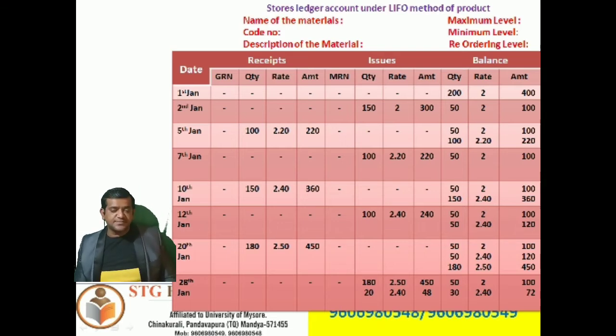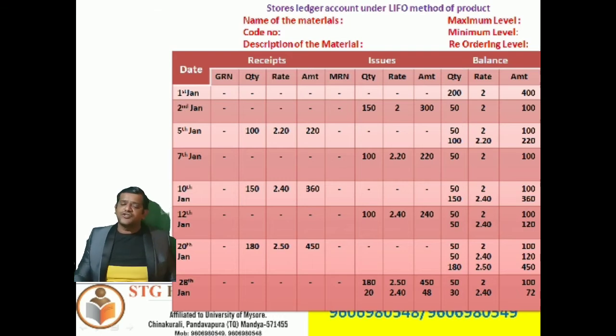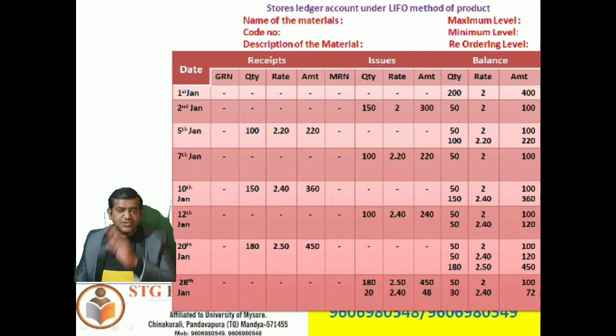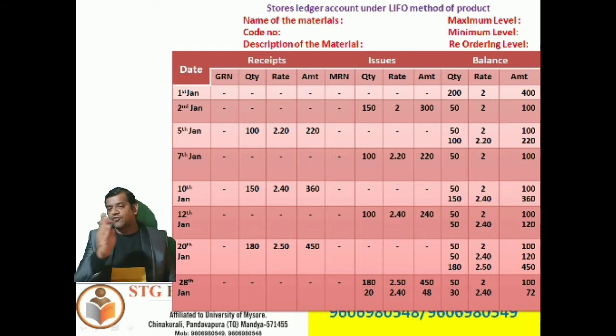Okay, so on 1st January, the opening stock is the same, there are no changes. That means receipts and issues, all the columns are dash, dash, dash, dash, dash, balance quantity 200, rate 2 rupees, amount 400. On 2nd January, there is an issue. The same thing I'm copying. Dash, dash, dash, dash, 150 at rupees 2, 300. So the balance will be 200 minus 150, which is 50. 50 into 2, 100 rupees.